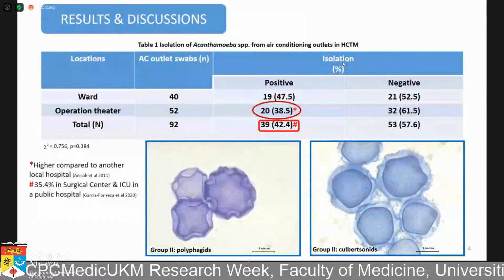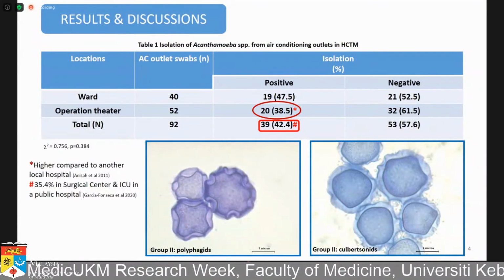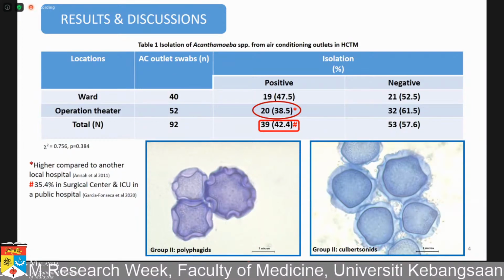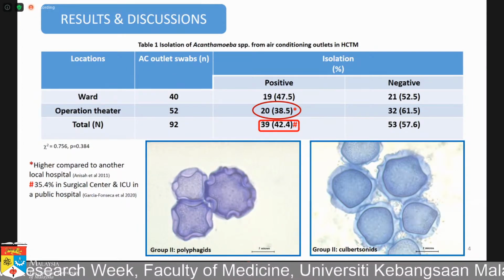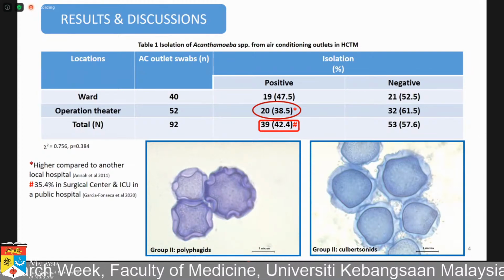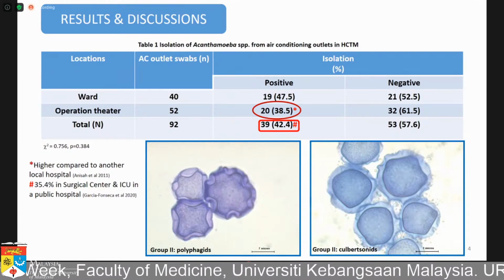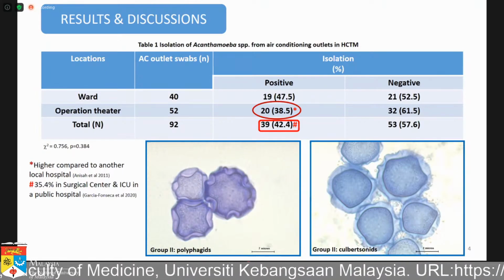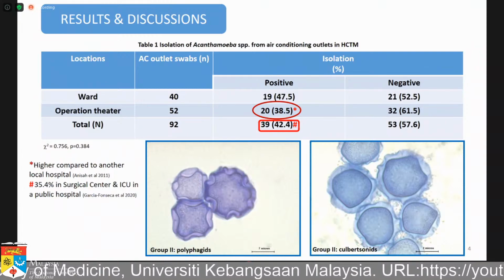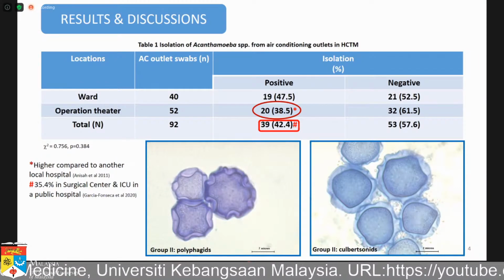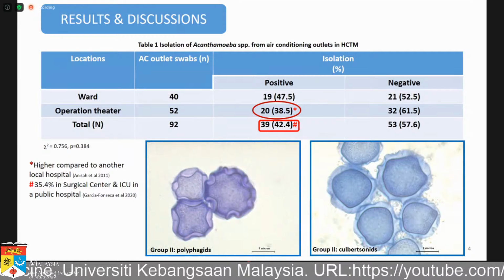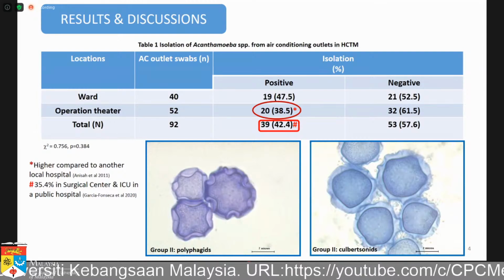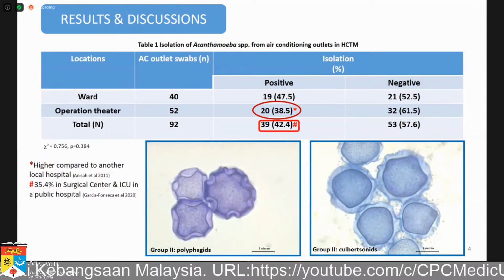So let's have a look at the results. I'm not sure whether this is good news or bad news, but all 5 wards and all 5 OTs were positive for Acanthamoeba. A total of 39 swabs, with an isolation rate of 42.2%, was the result of the findings in this study. This is almost similar to the findings reported by Garcia Fonseca et al. in 2020, where around 35% of dust collected from air conditioning units in the surgical center and ICU were positive for Acanthamoeba.